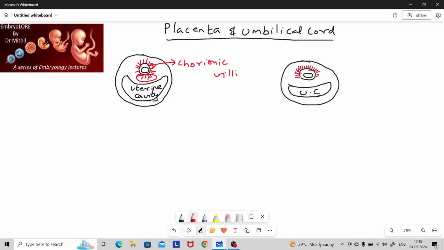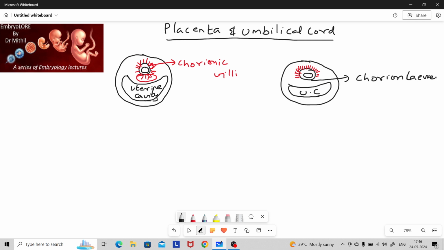So on the side towards the decidua capsularis, the villi will be absent, and here we will call that region, the region which became smooth due to the degeneration of the villi, the chorion laeve. Okay, so that is the chorion laeve. It is formed where it is facing towards the decidua capsularis, which gets compressed and later degenerated.